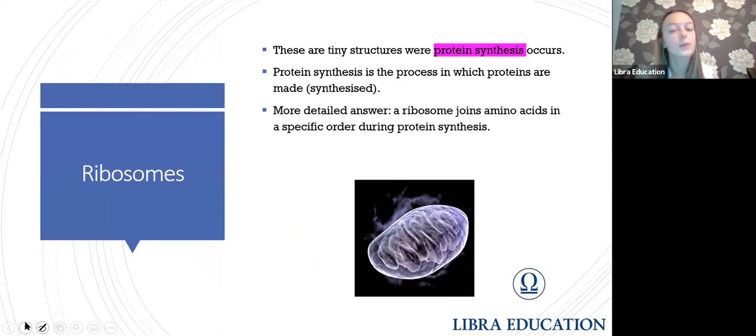A more detailed answer, if you want to really hit those high level marks, when it says, what is the function of a ribosome? You can say a ribosome's function is protein synthesis, as it joins amino acids together in a specific order. So that's really what protein synthesis is. Whilst this is another topic that I don't want to cover very deep in today's lesson, it's important to remember that protein synthesis involves joining amino acids together to form a polypeptide chain, which can then be used to create a protein. These ribosomes are the actual things that are responsible for doing that. They hold the amino acids in place during this process.